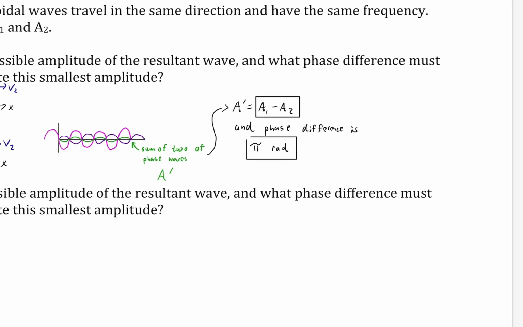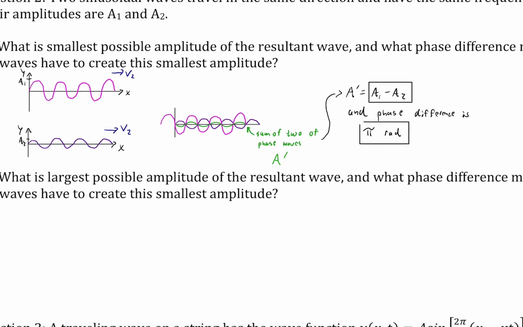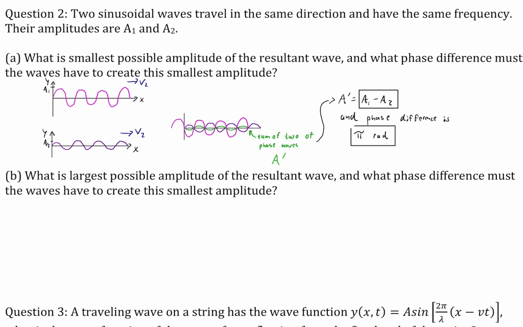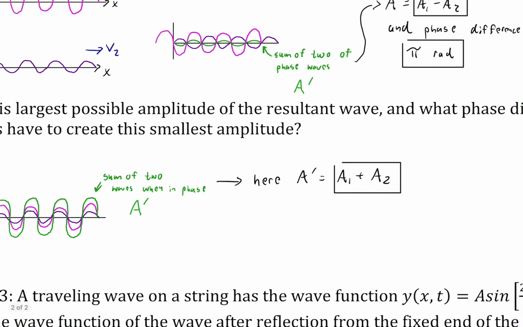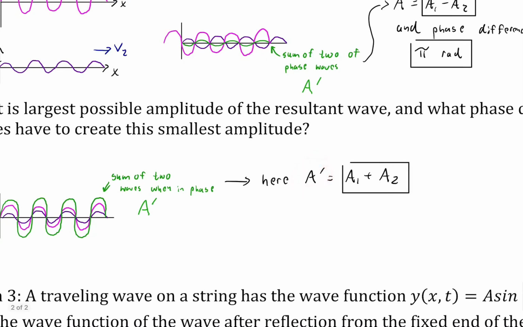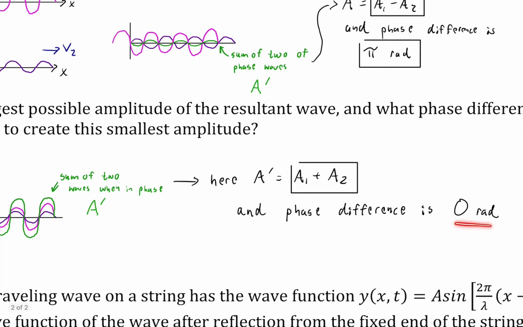Well, what if we wanted them to have the largest possible amplitude? In that case, we need them to be in phase. Here they are, drawn in phase. And in this case, we have a resultant wave that is taller than either, because it's the sum. It has equilibrium points at all the same places. Its crests are exactly lined up and its troughs are exactly lined up because everything's in phase. So here, the resultant amplitude, A prime, is the sum of the two amplitudes of the original waves, and the phase difference is 0 radians.